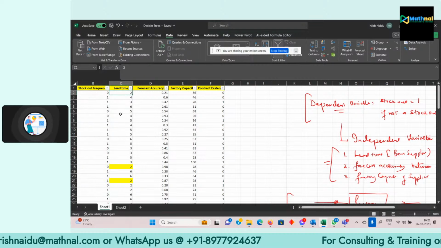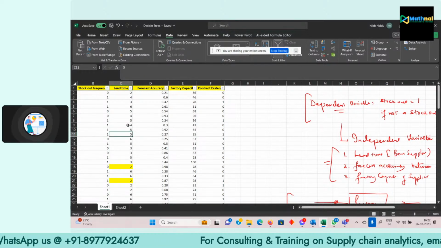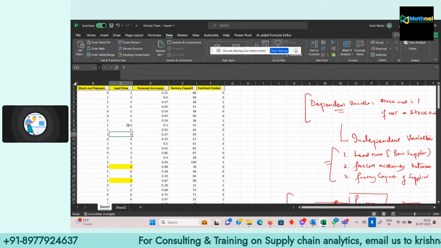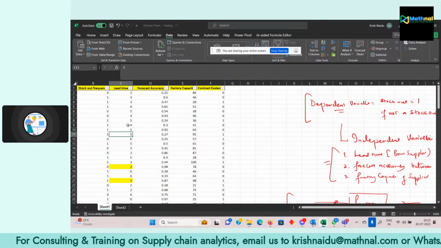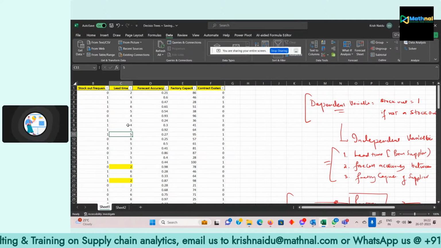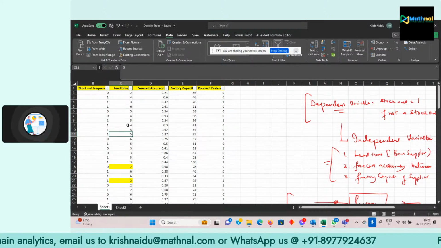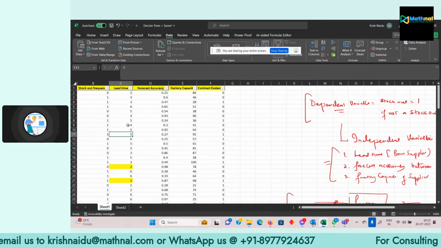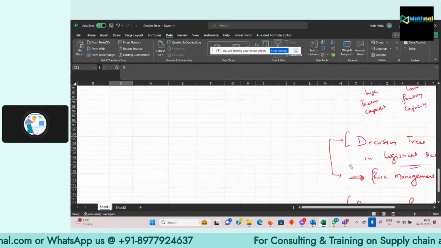Now if you look at the lead time, here we have various numbers. This is not a categorical variable. Lead time is the number of days we take for the shipment, from the point when we give the order to the supplier to the point we receive the product from the supplier. So it's the time gap.